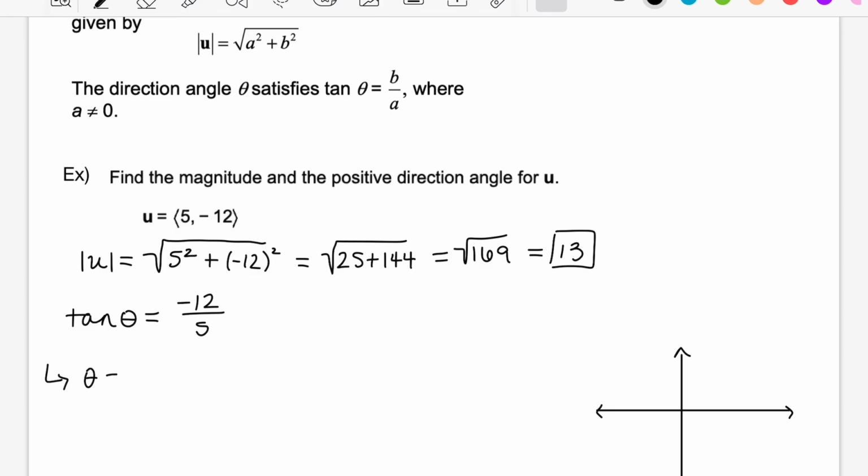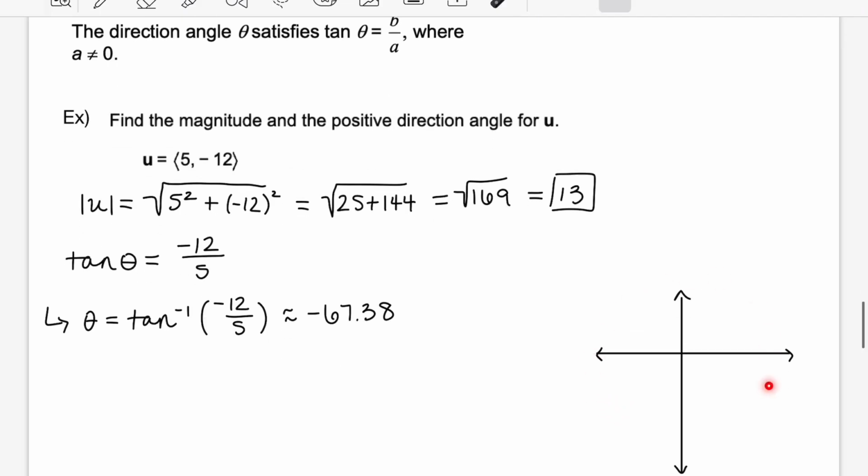Getting this angle by itself, we'll take arctan on both sides. And then plugging this into our calculator, we're going to get roughly minus 67.38. Now notice, I have this figure here, so we can kind of visualize what's going on. We know our horizontal component is going to be 5. So moving in this direction, we have length 5. And then our vertical component is going to be minus 12. So we're moving in this direction, minus 12 here.